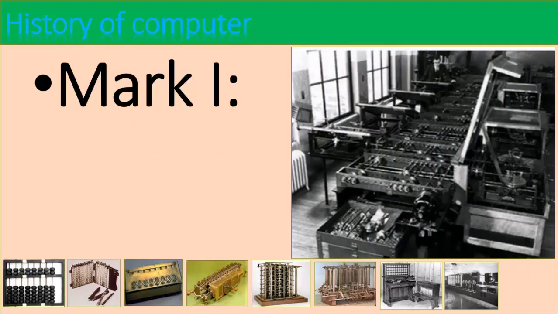Okay, students, the last one is the Mark I. Also, students, the Mark I is called the first computer in the world. The next major change in the history of computers began in 1937, when Howard Aiken planned to develop a machine that could perform calculations involving large numbers. In 1944, the Mark I computer was built as a partnership between IBM and Howard Aiken. It was the first programmable digital computer.